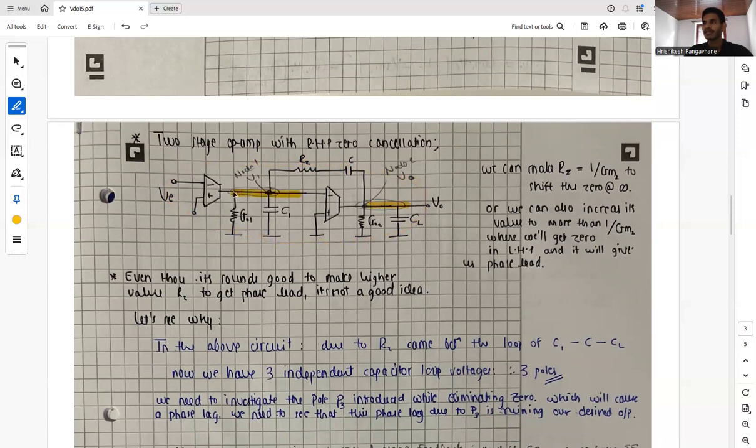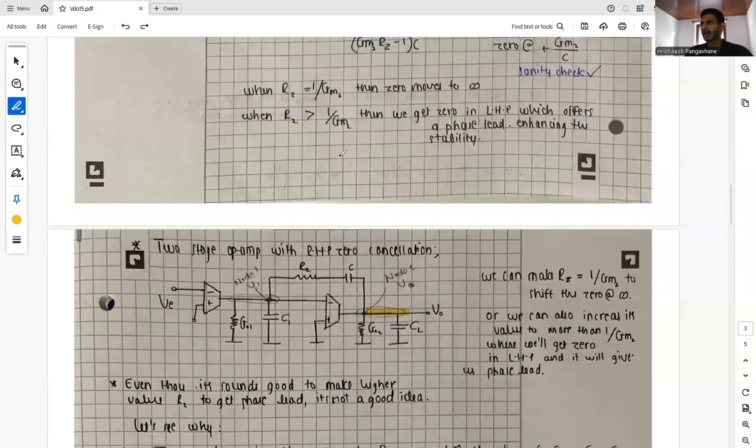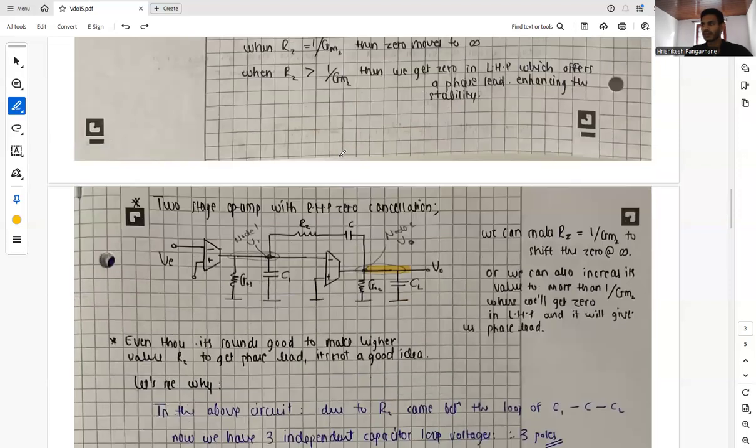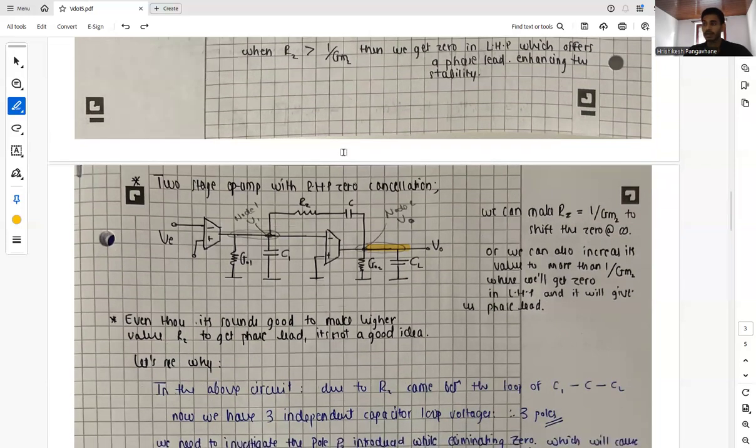We have this node and we have this node, and these two nodes are associated, and we can make RZ equal to 1 by gm2 to shift the 0 at infinity, or we can also increase its value as we looked over here, and achieve more than 1 by gm2 value, where we will get a 0 in the left hand plane, and it will give us a phase lead. So it might work in our favor, but let's talk about it.